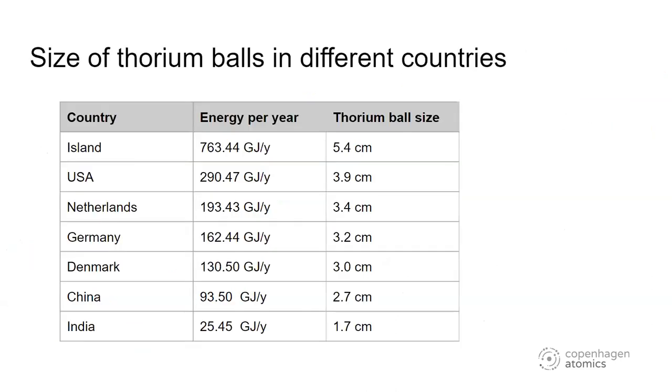And then I've also done this calculation. You can see on the third row, we had Netherlands. That was the number that I used before, where we get to 3.4 centimeters. But if you take other countries, for example, we all know that the US uses a lot more energy per citizen than we do here in Europe on average. So the ball size in the US would be a little bit bigger.